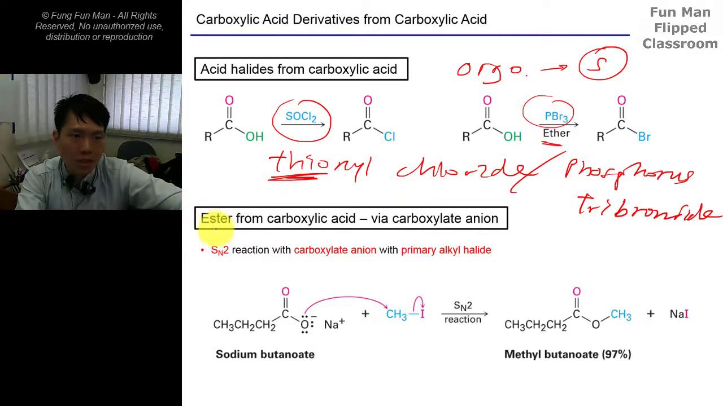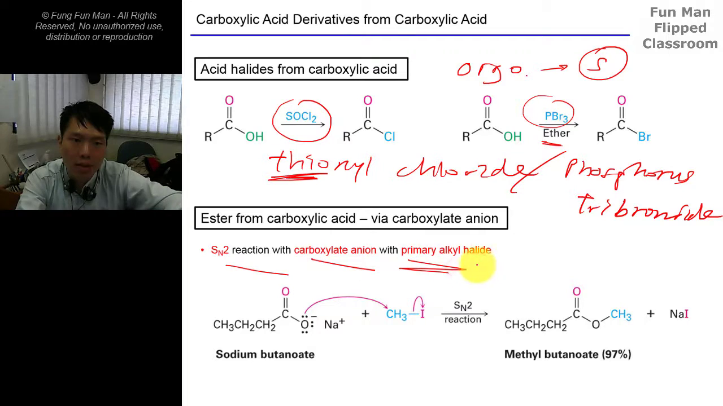Now how do we make ester from carboxylic acid? We can do this via carboxylate anion. It is a simple SN2 reaction with a carboxylate anion of a primary alkyl halide. So we are using this as a nucleophile, although it's quite weak, but it could still happen. The lone pair attacks the carbon that's delta plus of an alkyl halide, takes out a good leaving group called iodide, and then we generate the ester. Here we see a very good yield of 97%.